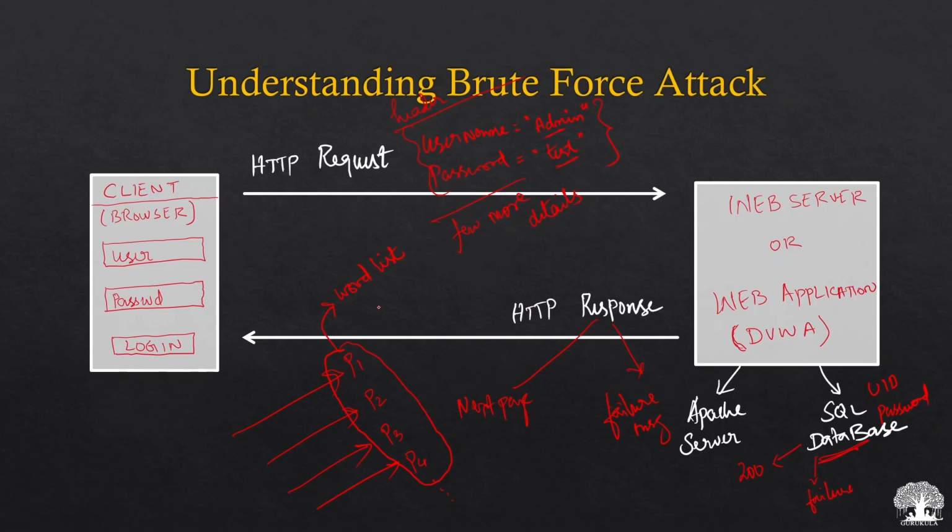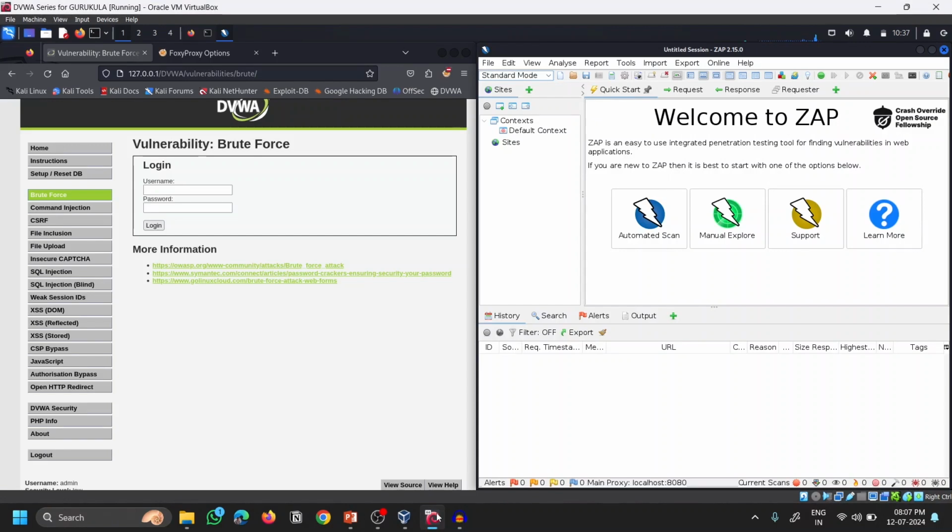Now we will see how to use our ZAP application to perform this brute force attack. Alright, so here is our web application on the left hand side, and we have our ZAP application, and I believe that everyone knows how to configure this.